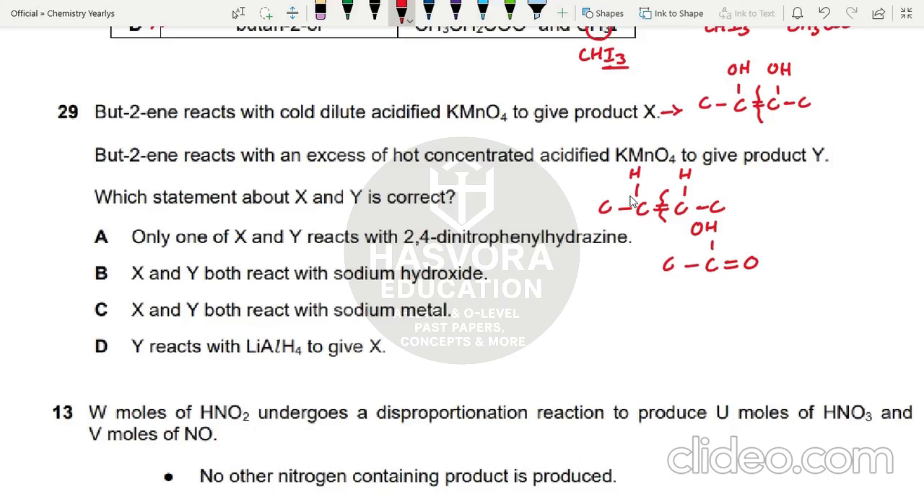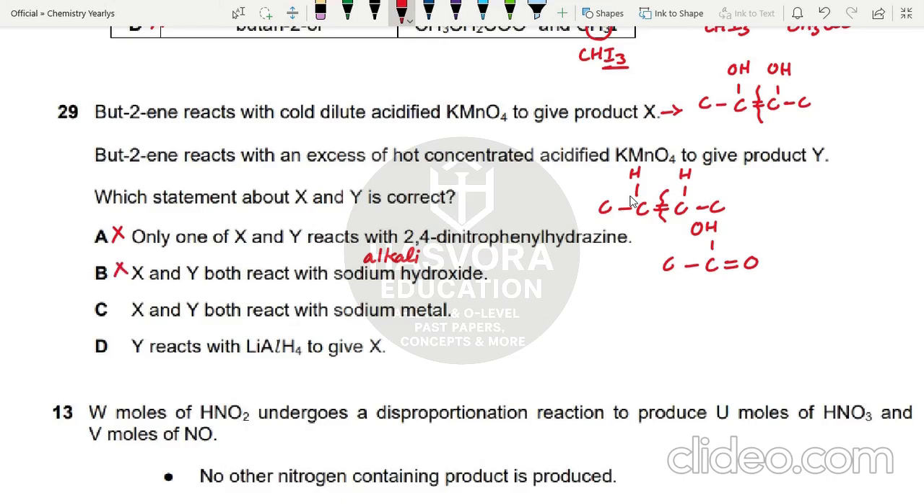So only one of X and Y reacts with 2,4-dinitrophenylhydrazine. So this point is actually incorrect because both of them do not react. 2,4-dinitrophenylhydrazine reacts with ketones and aldehydes. Now X and Y both react with sodium hydroxide. Sodium hydroxide is actually an alkali, so only the carboxylic acid, Y, reacts. So this will also be incorrect.